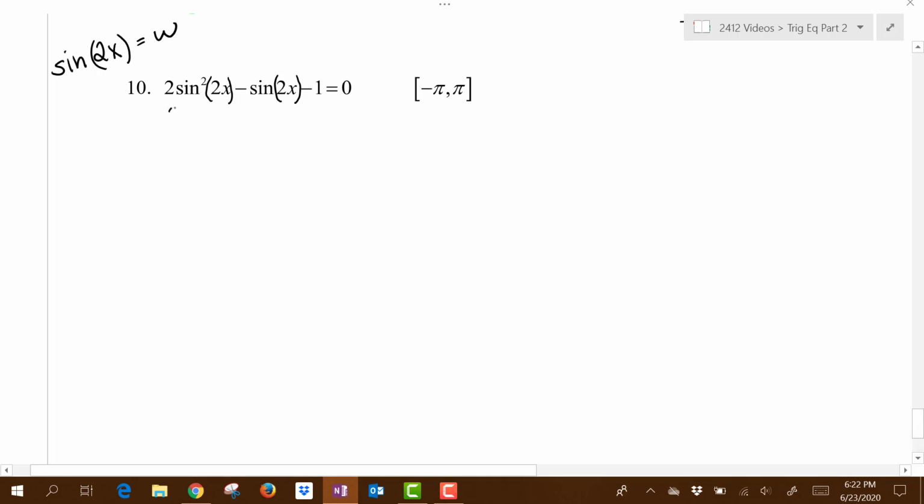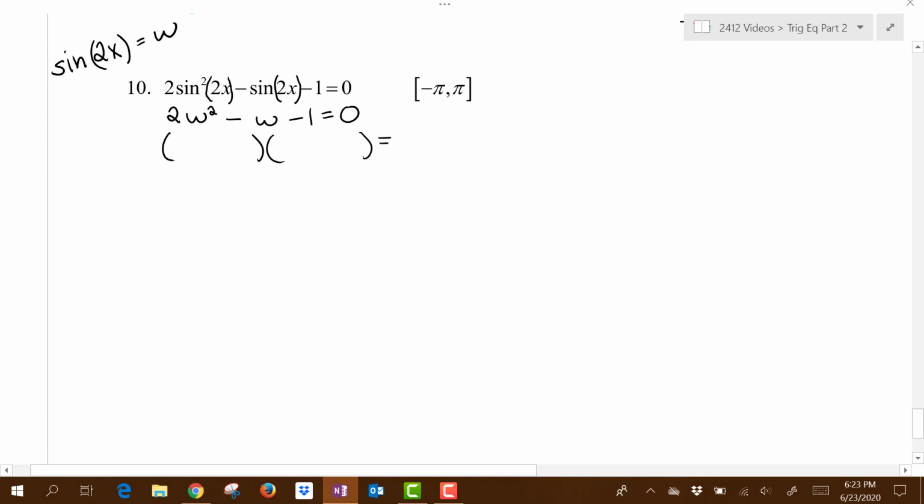So the algebra that we actually have then is 2 times w squared minus w minus 1 equals 0. Now, the first thing that I always try is to see if it could factor. And if it factors, then it's much easier. If you don't remember how to factor, or if it can't factor, then you can always use the quadratic formula. Factoring is usually the easiest if you can remember how to factor. So I'm going to factor this.